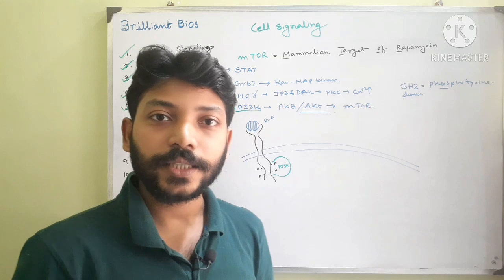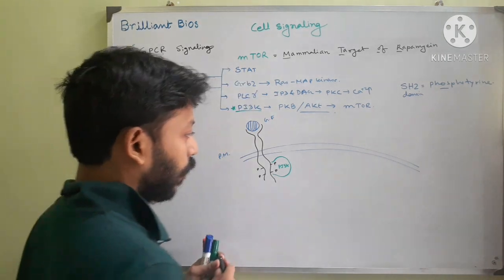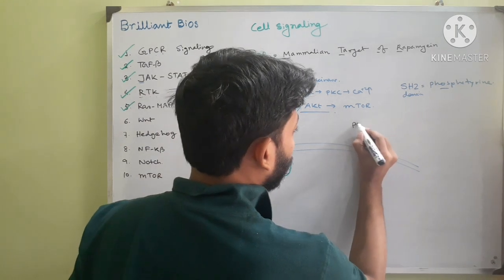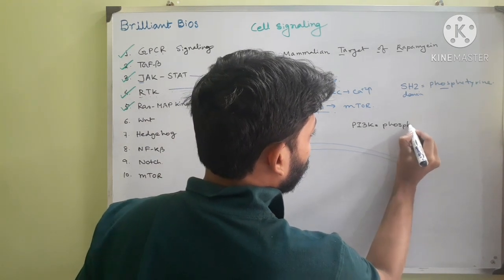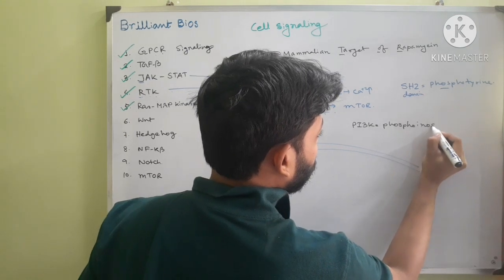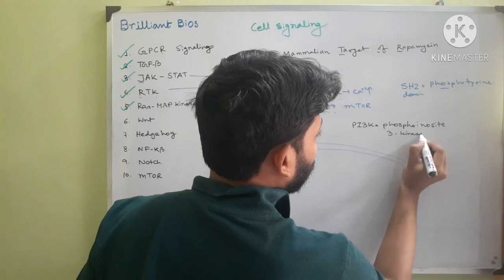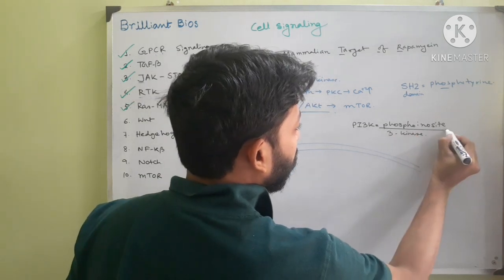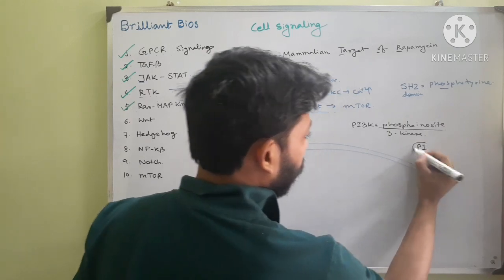PI3K, the name implies phosphoinositide 3 kinase. The name means phosphoinositide 3 kinase. We know that in the plasma membrane there is a phosphoinositide we call phosphatidylinositol, PI.